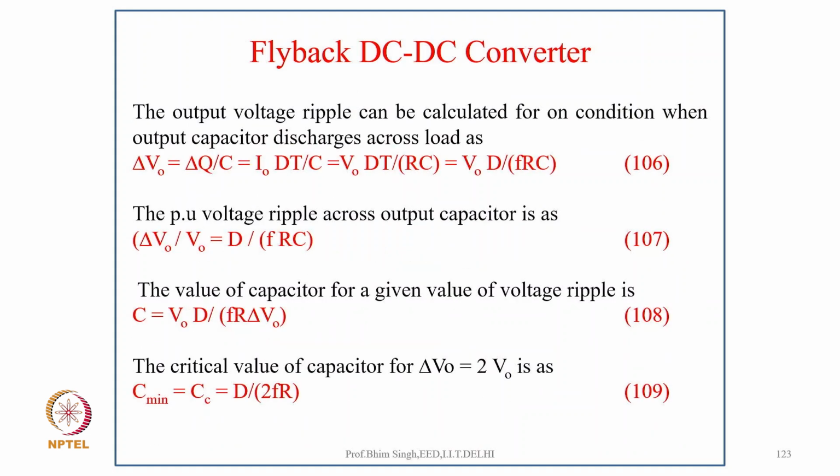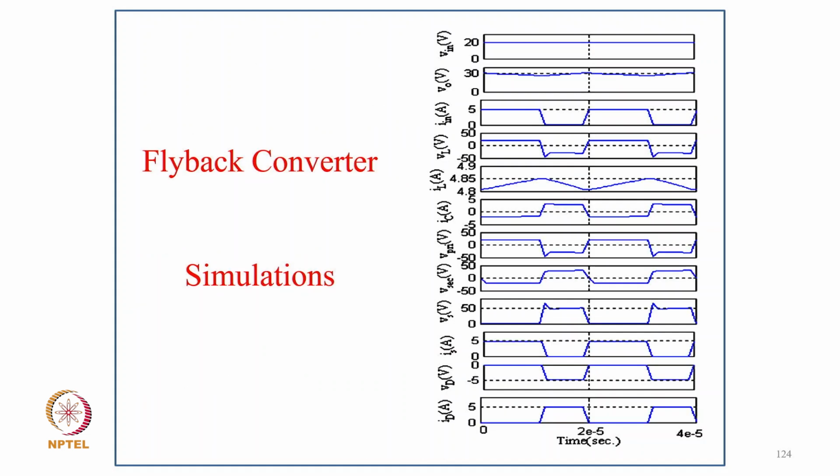The output voltage ripple can be calculated for the condition when the output capacitor discharges across the load as delta Vo equal to delta Q upon C, or Io dt upon C, or equal to Vo dt upon RC, or Vo D upon FRC. The per unit voltage ripple across the output capacitor is delta V upon V equal to D upon FRC, and the capacitor value for the given value of voltage ripple is C equal to Vo D upon F R delta V, and the critical value of capacitor for delta V equal to Vo, C minimum equal to CC, that is D upon 2 FRC.